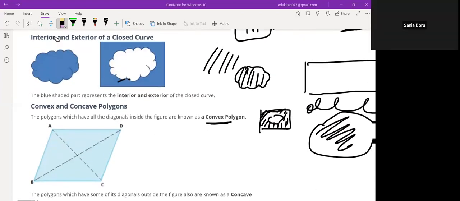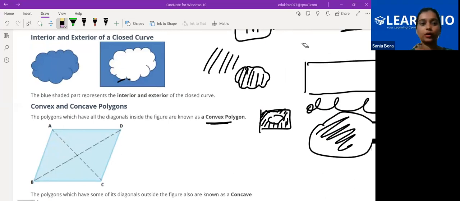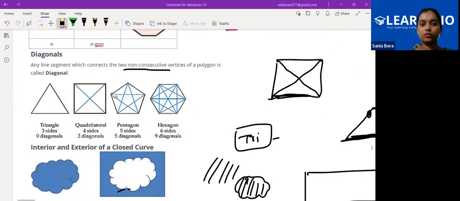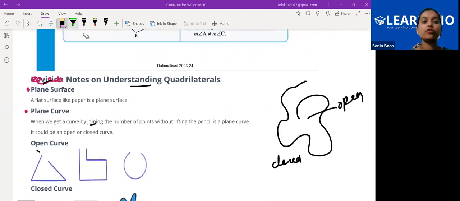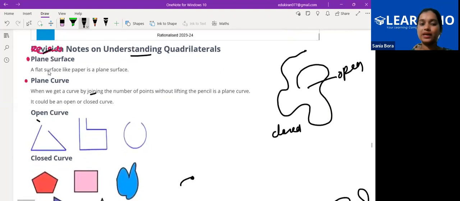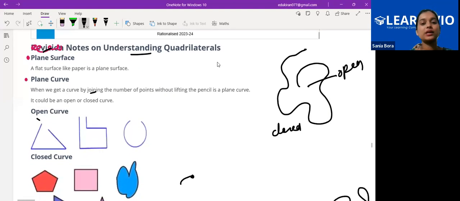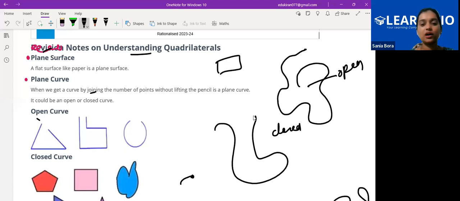Okay, so let's just give it a recap, everybody. We started from here, right? The first thing we did was the plane surface and plane curve. A plane surface is, for example, this piece of paper. And if this is a curve, this is a plane curve, right?